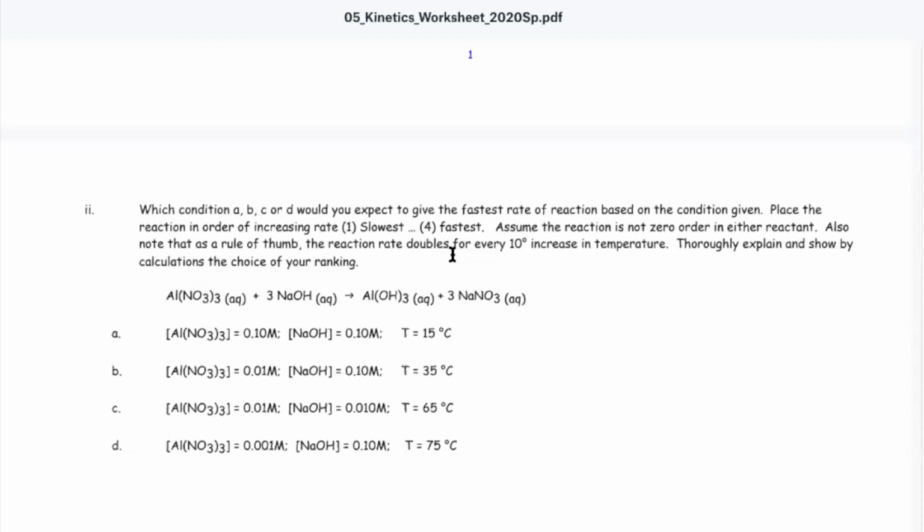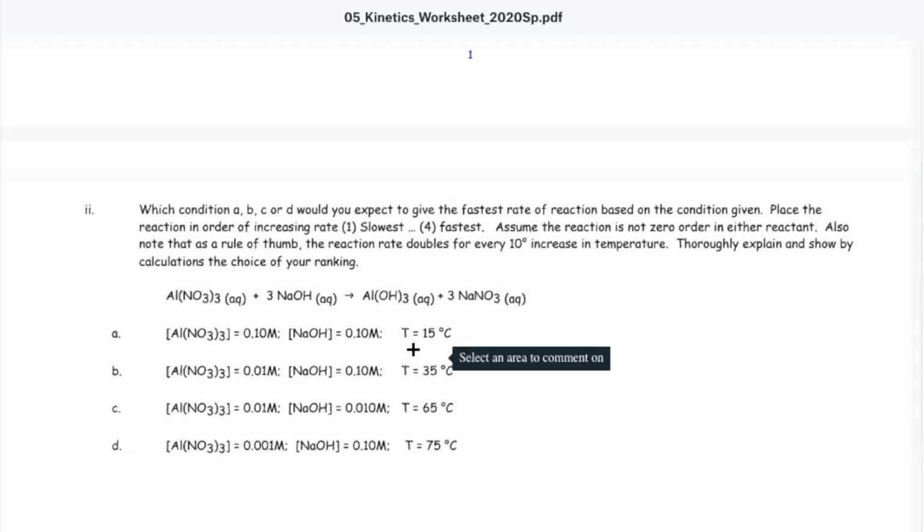So use that as your rate law. Remember, the rate law does not change just because you change the temperature. The rate law does not change just because you change the concentration. The rate law is the rate law. So use that, and then use that rate law when you're looking at the first set of conditions. Let's say we look at A and B, aluminum nitrate in A and aluminum nitrate in B. If you take a look at this right here, you can see that just based on temperature, the temperature goes up twice 20 degrees. So the first 10 degrees, the rate will double. The second 10 degrees, the rate will double from that.